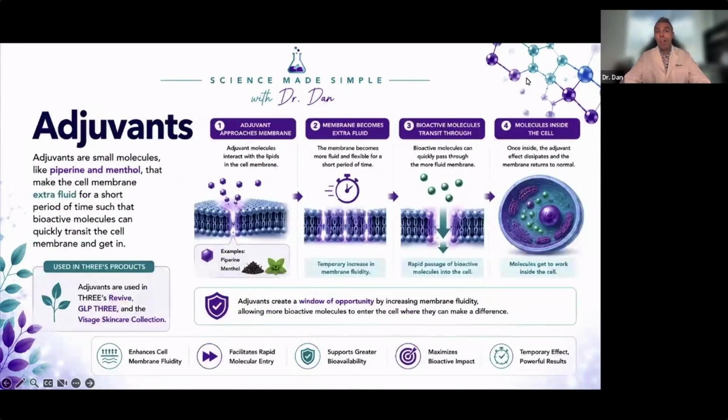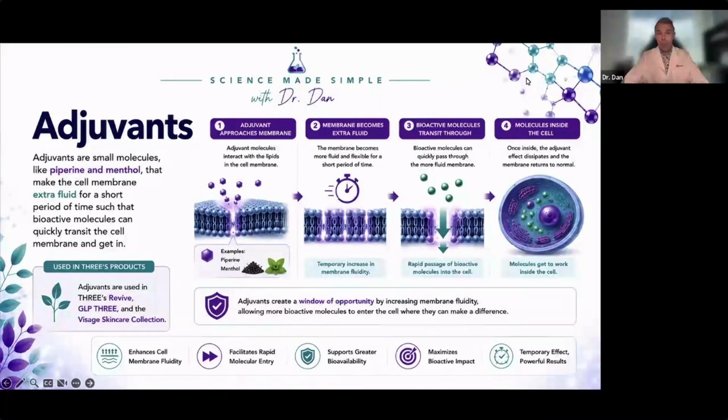Okay, now we have adjuvants. And what adjuvants do is they make the cell membrane a little bit leaky, a little bit more fluid than normal, just for a split second. And when you do that, if you have molecules that are somewhat absorbable into the cell membrane, when you add adjuvants they can quickly get into the cell. So when you destabilize the cell membrane just a little bit, these molecules can get right in. And classic adjuvants are piperine and menthol, piperine from black pepper, menthol from peppermint.